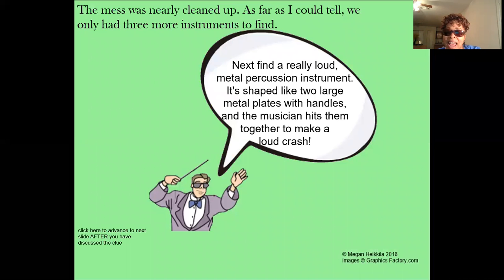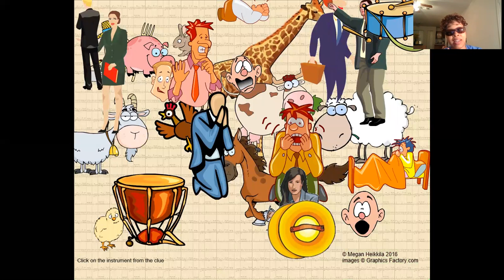We're almost done, and the mess backstage is almost cleared up. Here's our next code. It says, next, find a really loud metal percussion instrument. It's shaped like 2 large metal plates with handles, and the musician hits them together to make a loud crash. Can you picture a plate that you eat food on having handles to hold it? Like so, smashing and making sounds? That is exactly what the cymbals do when you play it.